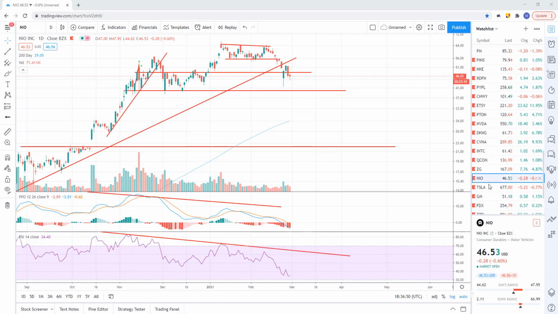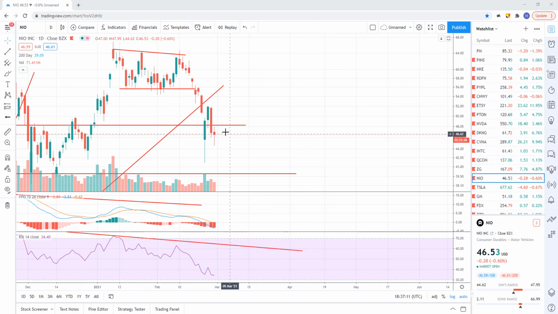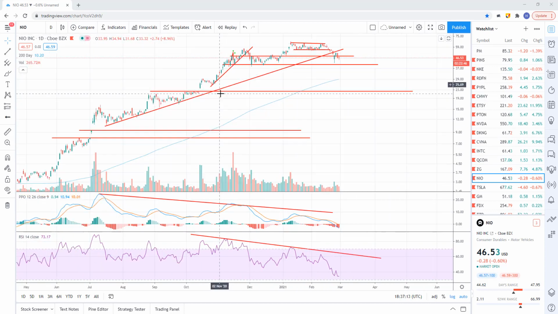Okay, so NIO and Tesla, the two EV stocks, are down today. They're showing relative weakness, because a lot of these high-flying tech growth names are up, and yet these two, which are high-flying tech growth names too, are down. So that just tells me that there's more downside in NIO.